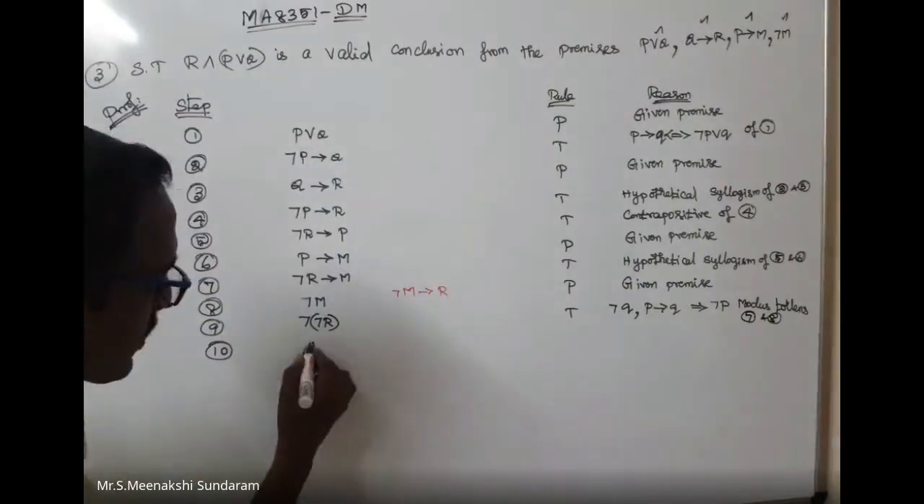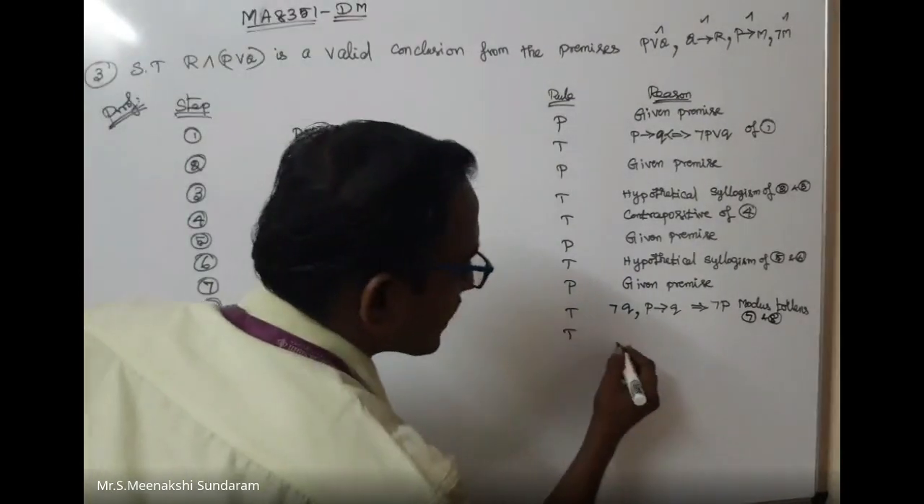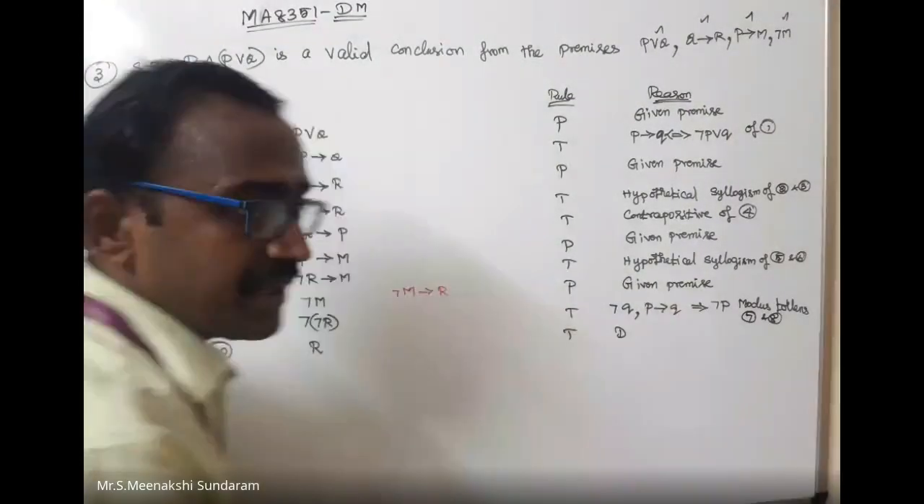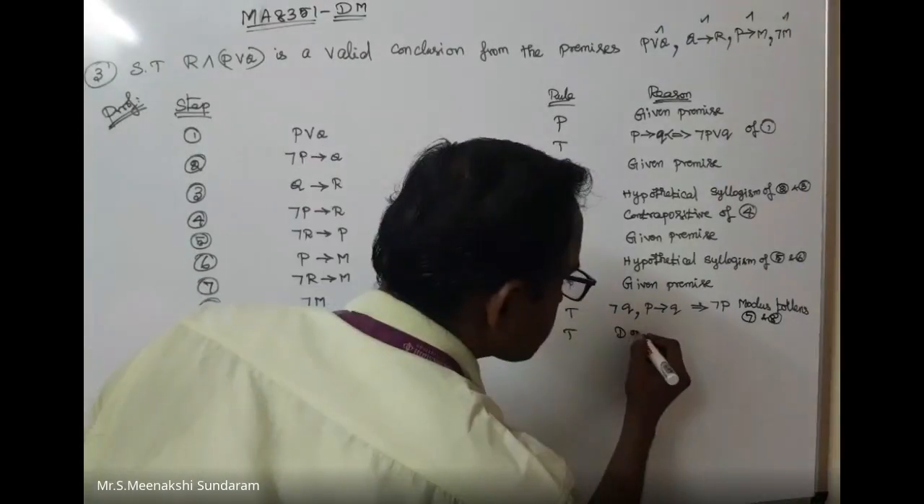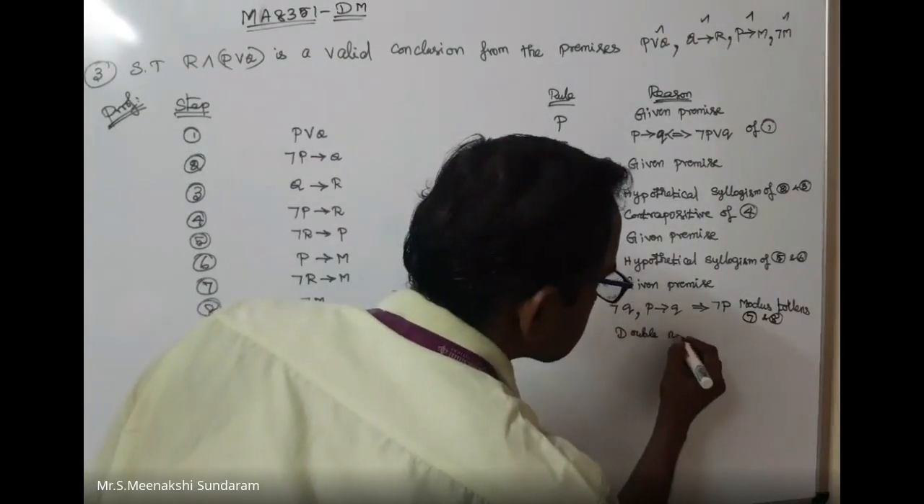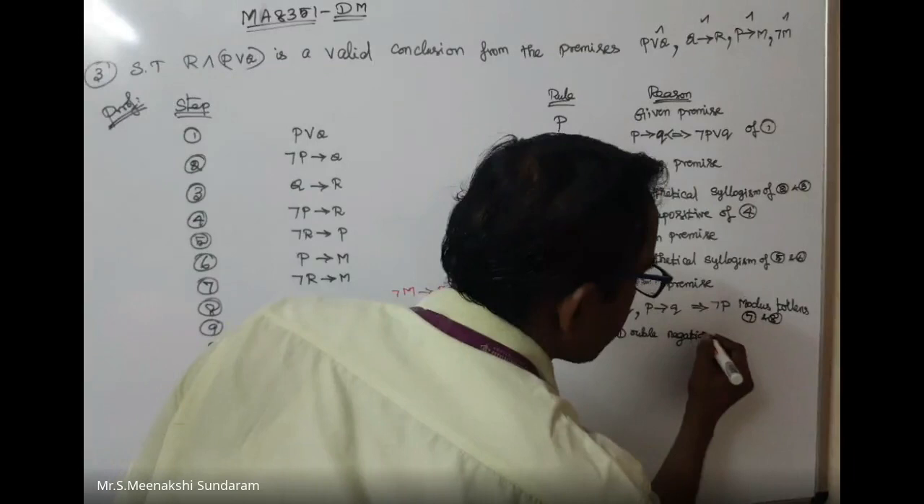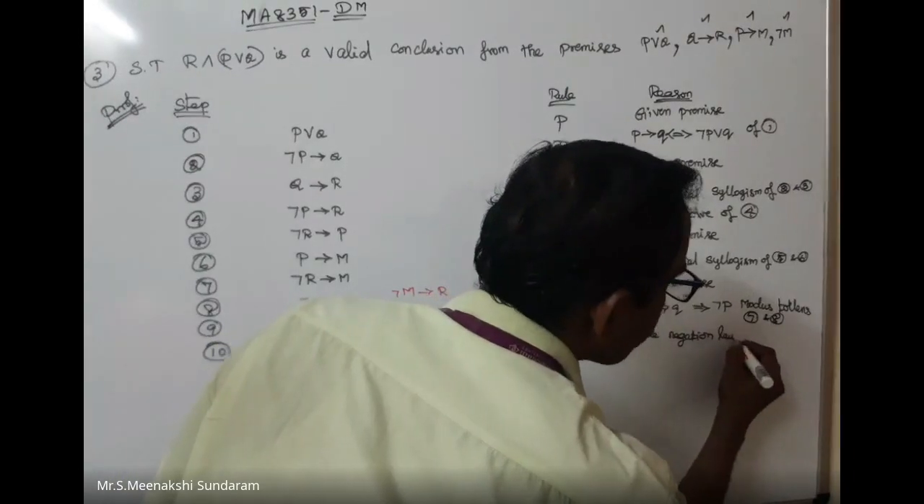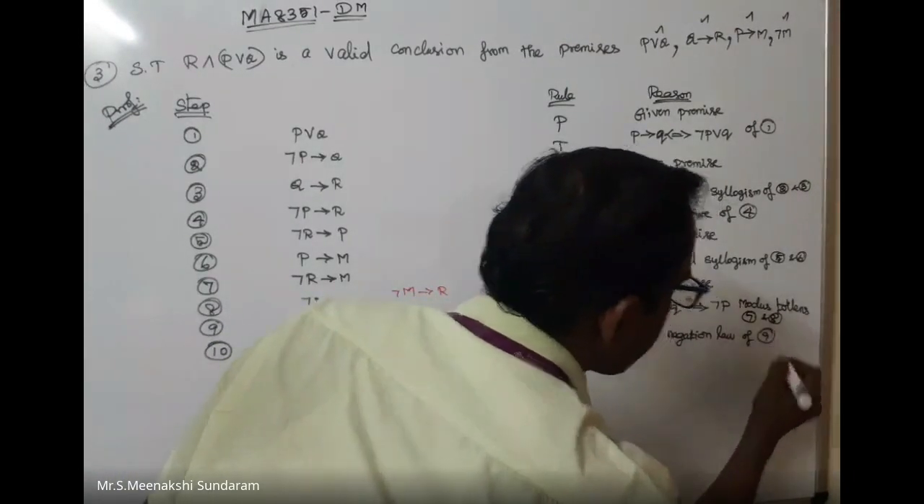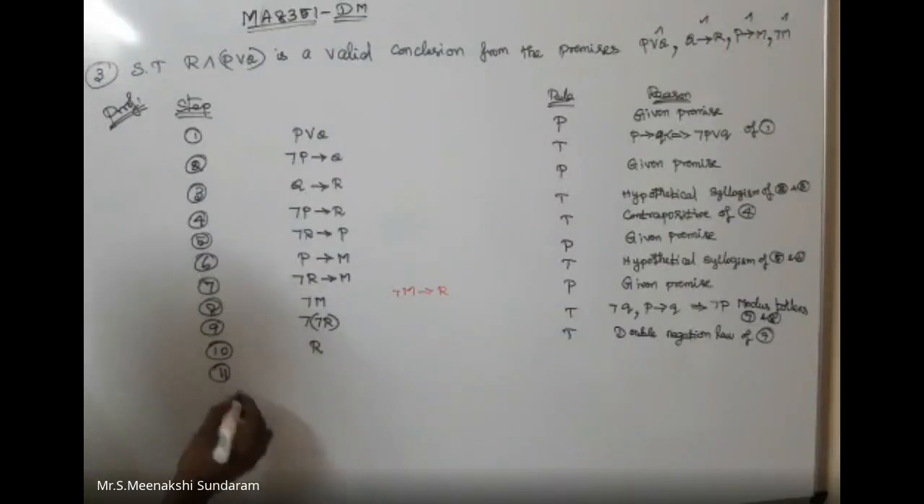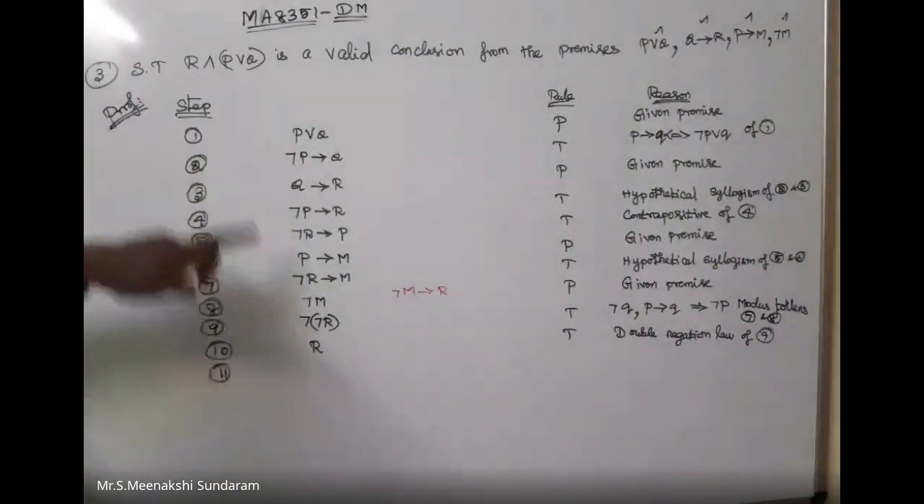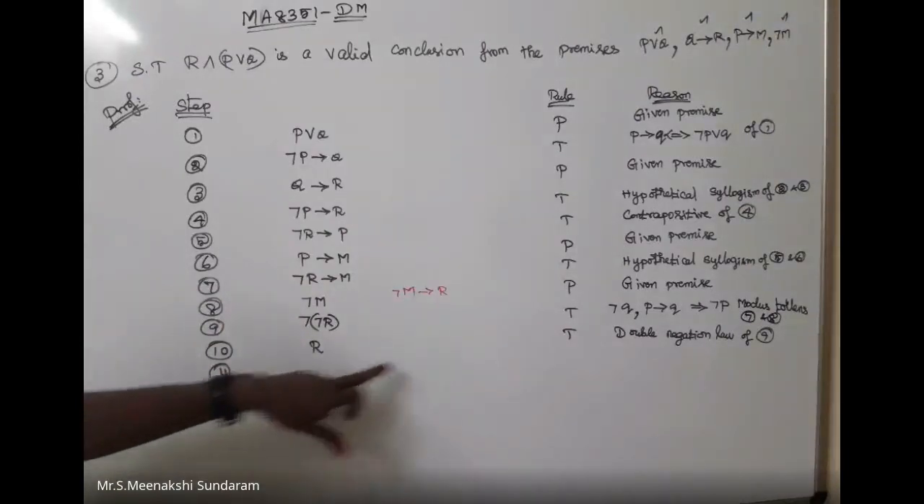Then the next step I can write the double negation law. Double negation law of step number 9. The 11th one is the last step. Can anyone tell? Conclusion. The last step is the conclusion, and it is over.